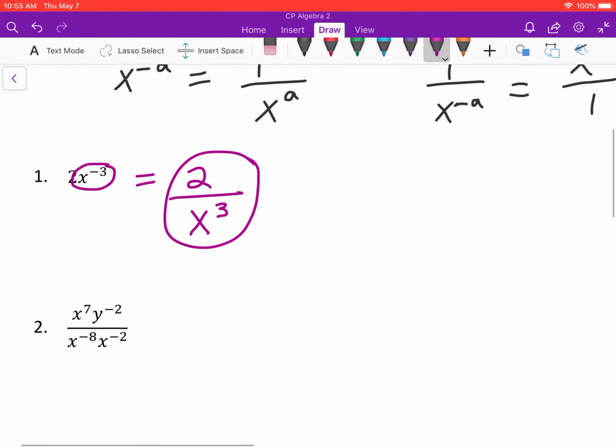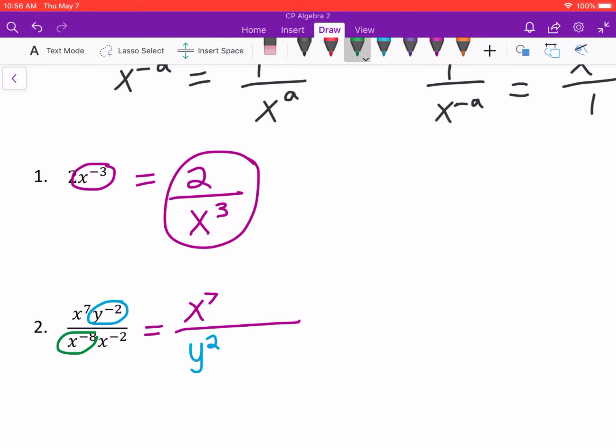Our second problem, we have x to the 7th, y to the negative 2 in the numerator. Denominator, we have x to the negative 8th, x to the negative 2. So we're going to start by just flipping everything that has a negative exponent. So x to the 7th is staying in the numerator. If we look over here, we have a y to the negative 2. We're going to move that to the denominator and make it a positive 2. Down in the denominator, we have x to the negative 8th. We're going to move that to the numerator and make it a positive 8. And then we also have x to the negative 2. We're going to make that x to the positive 2.